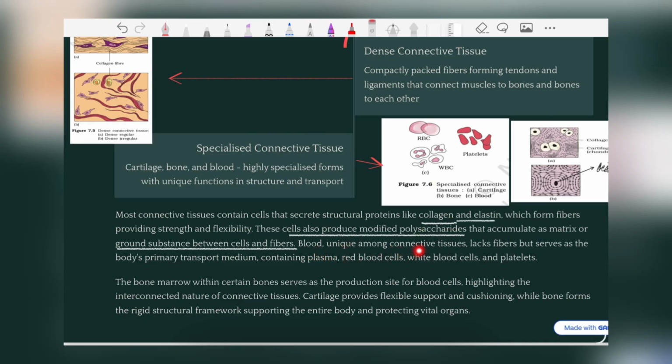Blood, unique among connective tissues, lacks fibers but serves as the body's primary transport medium, containing plasma, red blood cells, white blood cells, and platelets. The bone marrow within certain bones serves as the production site for blood cells, highlighting the interconnected nature of connective tissue.